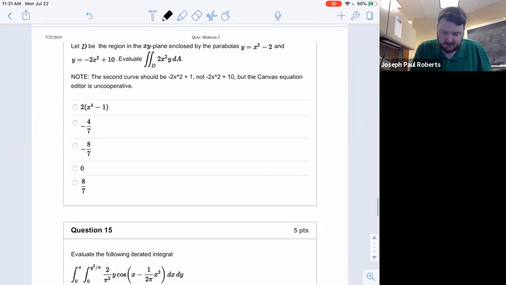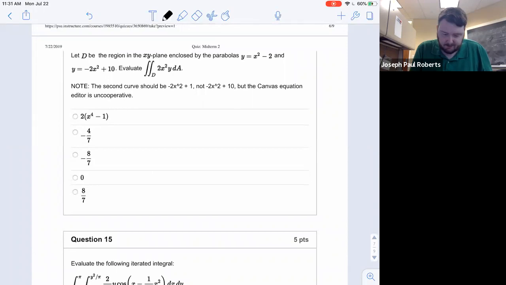But I guess let's get into integration. So this is the one where good old Canvas, it was bizarre. It was not letting us change this question. I don't know what was going on. So anyway, let's see here.